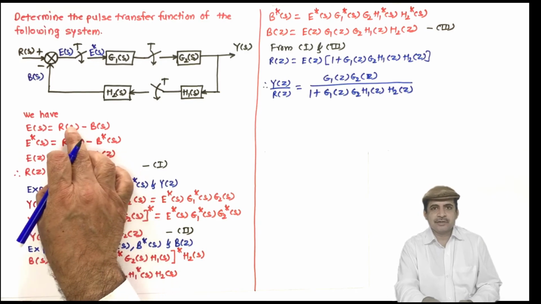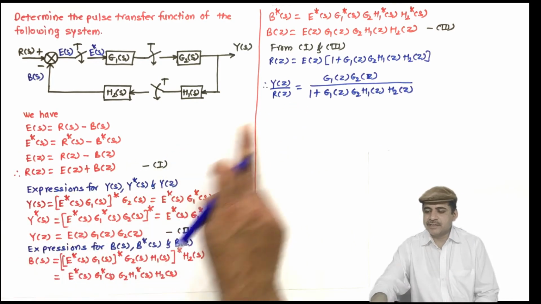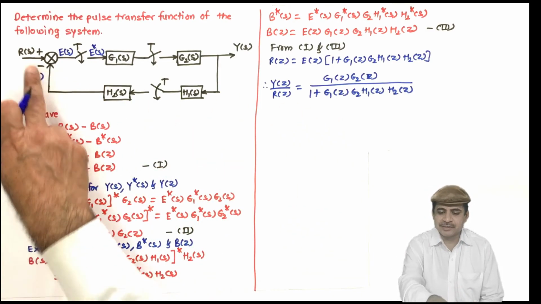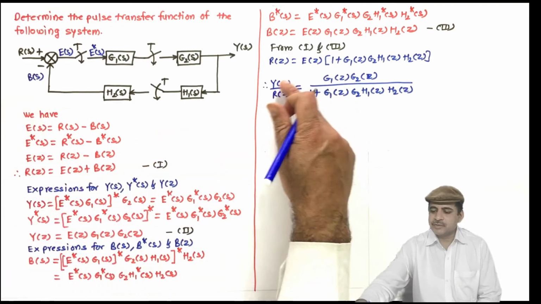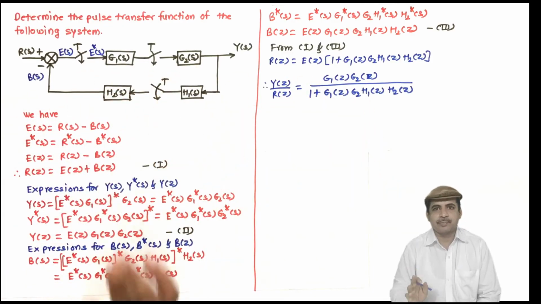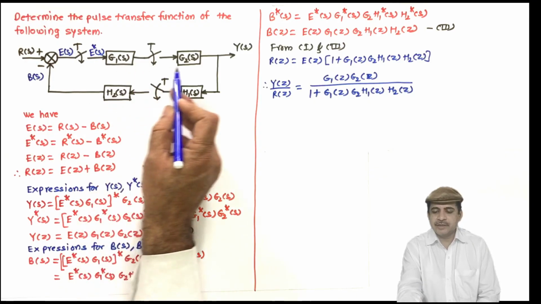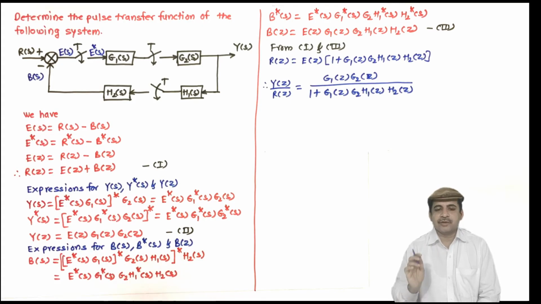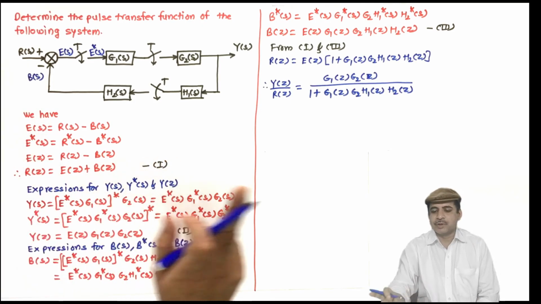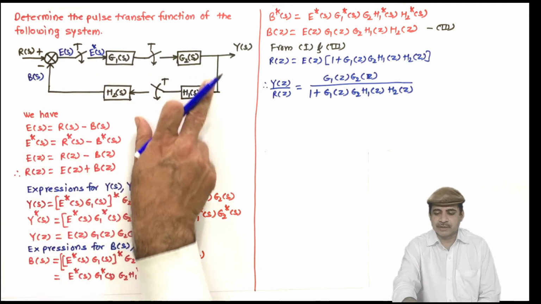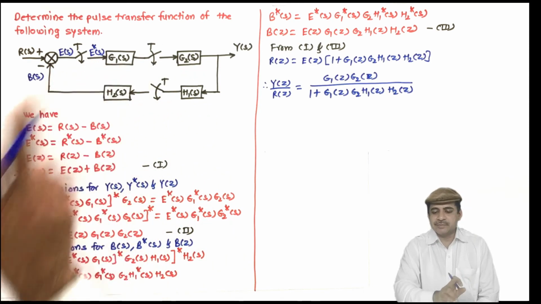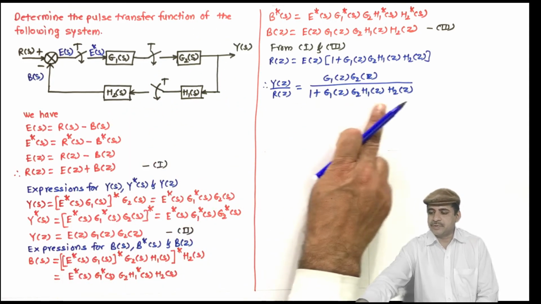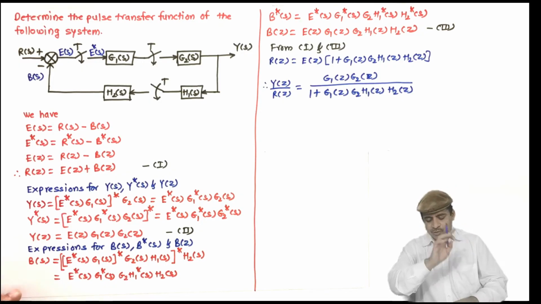Before starting to solve the example, we said that this should be the answer. How did it come? Reconsider the diagram. The numerator comes from the forward path, and that is G1(z) into G2(z). Why? Because they are separated. Then the denominator is 1 plus. Why? There is negative feedback, so 1 plus. Again start with this and follow this path. So G1(z) G2H1(z) because of this sampler, and then H2(z). It has come. Let us solve one more example.